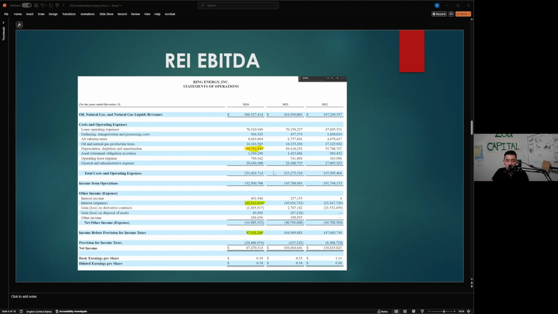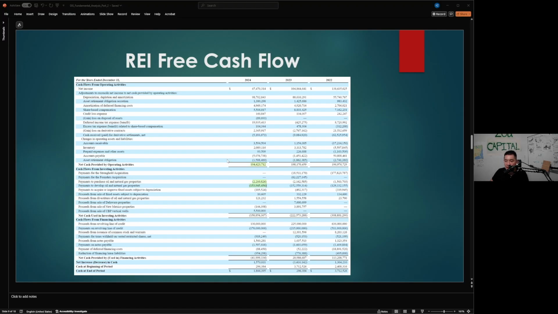For example, here for Ring Energy in 2024, if you do the math, EBITDA was around $230 million. For free cash flow, if you do the math based on their numbers in the cash flow statement, the free cash flow is only $38 million. You see how big the difference is. It's almost like a 200 million difference.